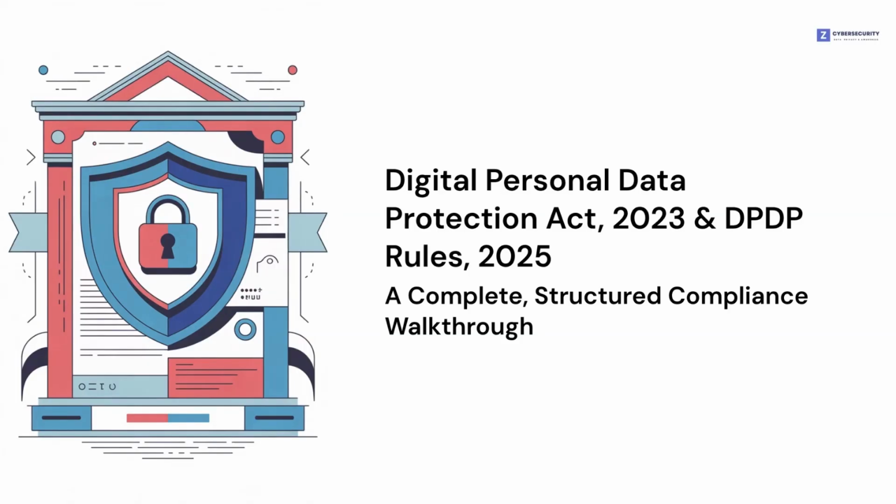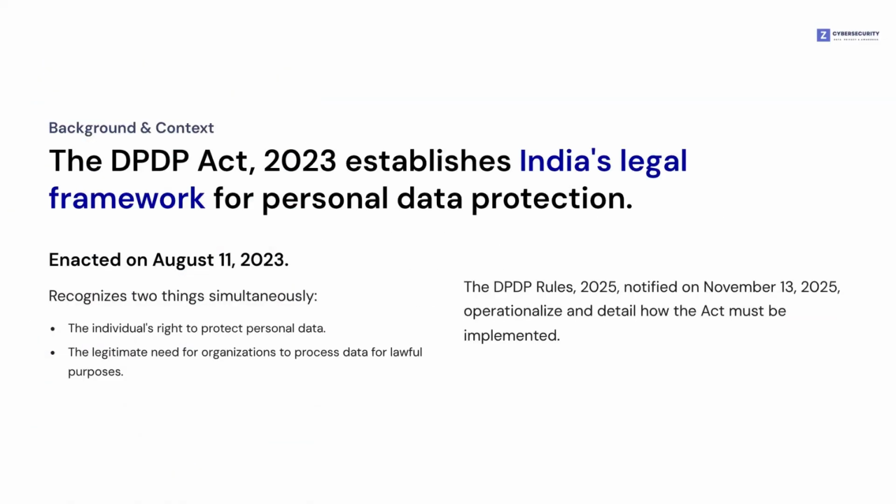Let's begin at the beginning, where this law came from and why 2025 changed everything. Background and context. The DPDP Act was enacted on August 11th, 2023, but for almost 2 years, it was just a framework. Everything became real on November 13th, 2025, when the government notified the DPDP Rules 2025. That's when the entire law switched from concept to operational, with timelines, procedures, enforcement, and clear DPDP Act obligations. This is the foundation of the DPDP Act. It protects your personal data as an individual, and it also recognizes your organization's need to process data responsibly.